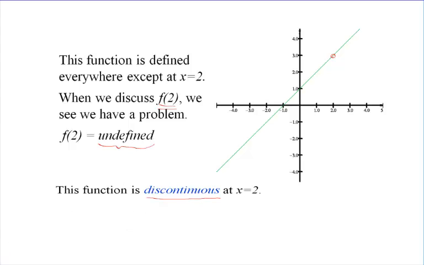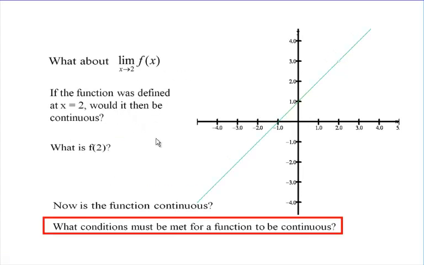We know that the limit exists here because as we approach an input value of 2 from the left, the outputs are approaching 3 from below. As we approach an input value of 2 from the right, the outputs are approaching 3 from above. So we know that the limit as x approaches 2 exists, and we know it equals 3.